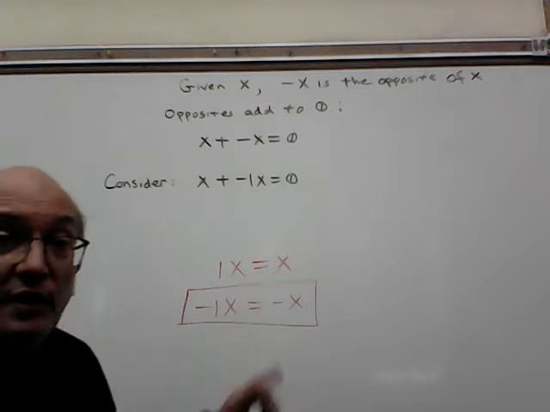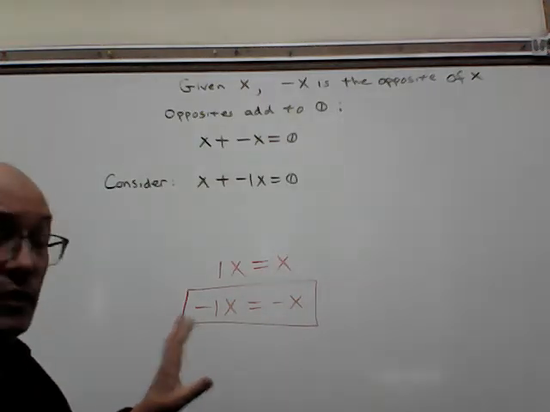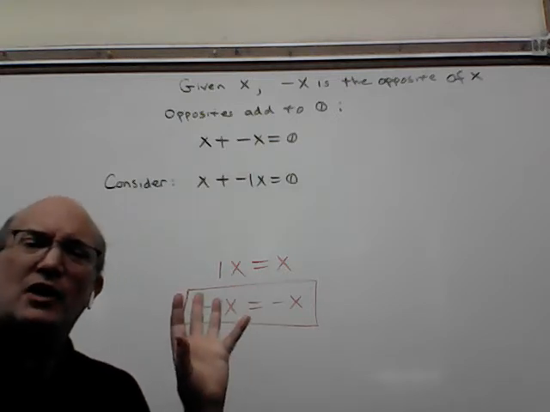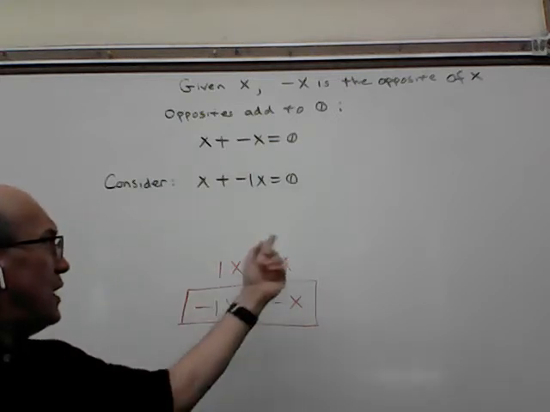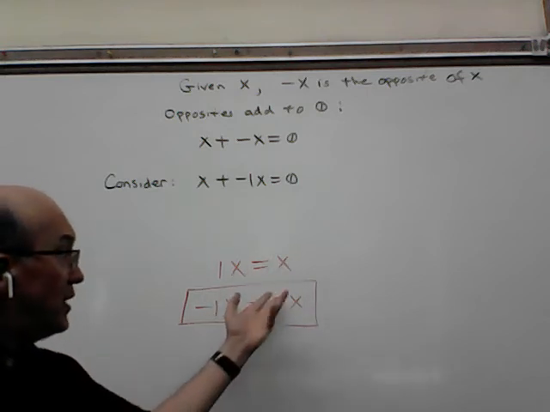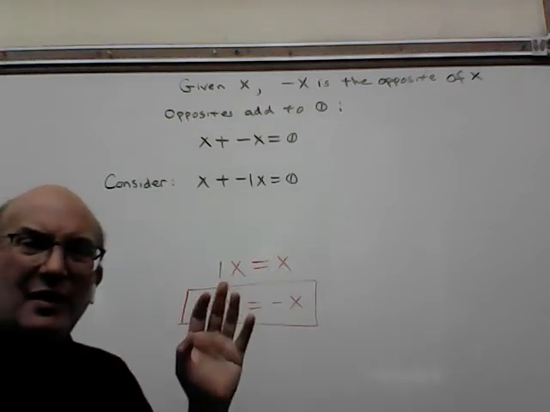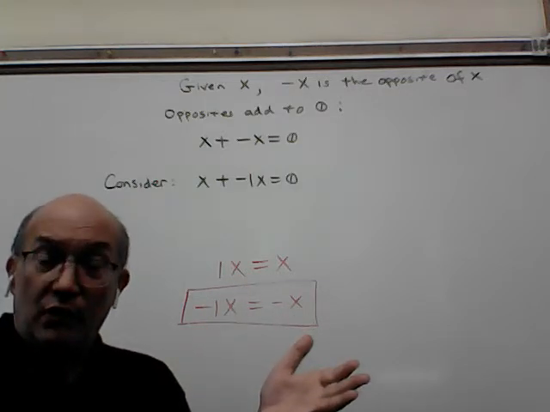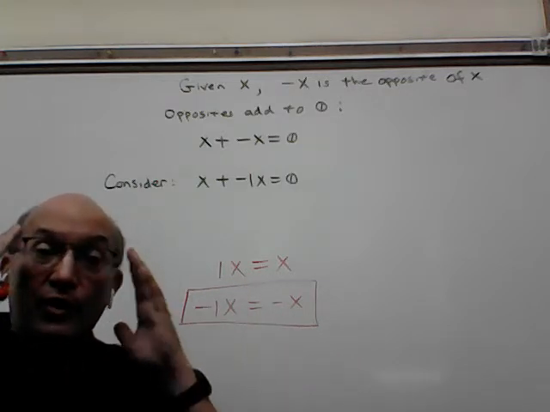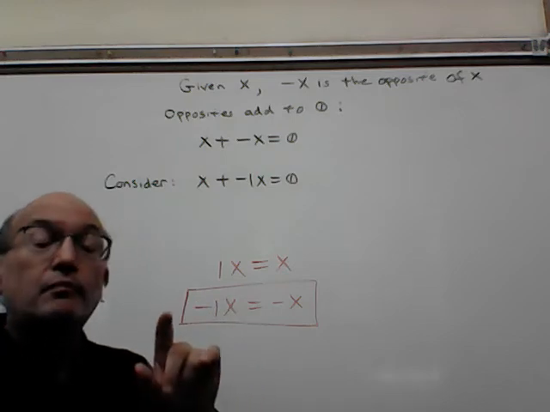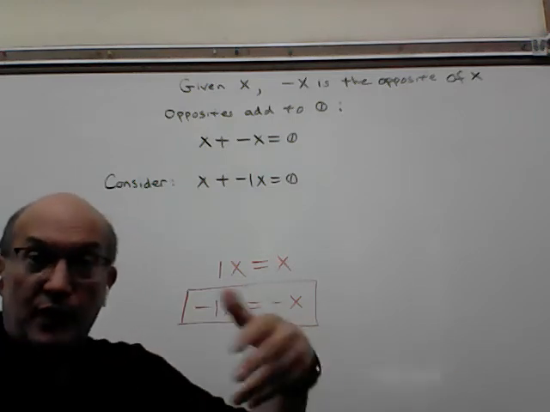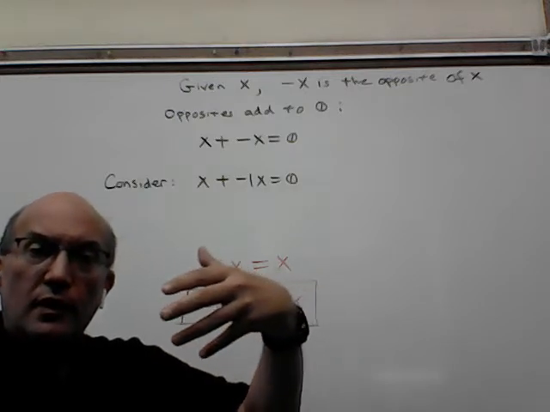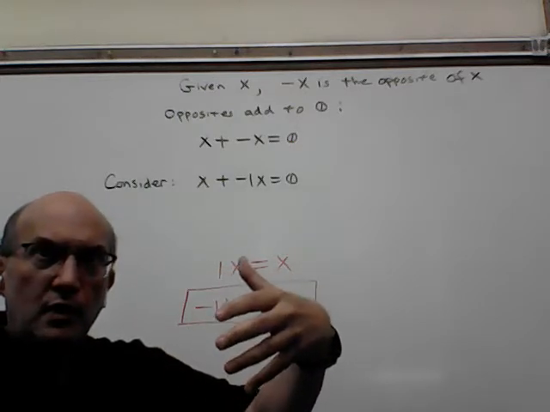Now, before we proceed to that proof, let me just indicate, it seems natural, doesn't it? Doesn't it seem natural that if 1 times x is x, then -1 times x is the opposite of x? That shouldn't surprise you. It's what we call intuitive. A lot of the things that we learn in math are intuitive, not all of them.